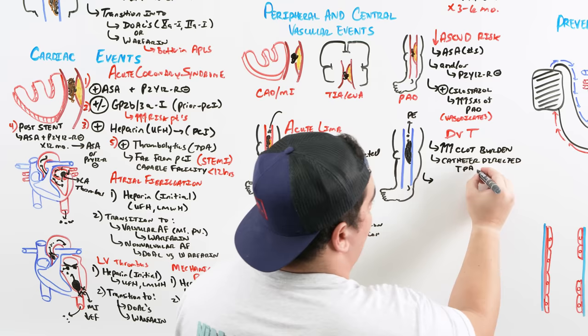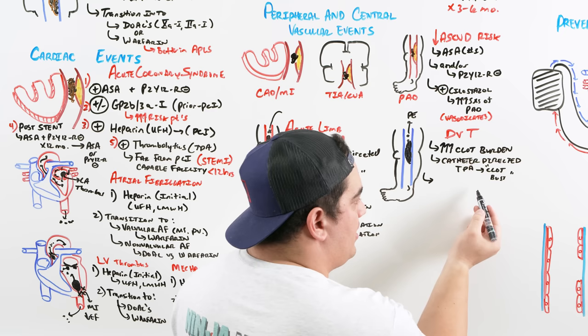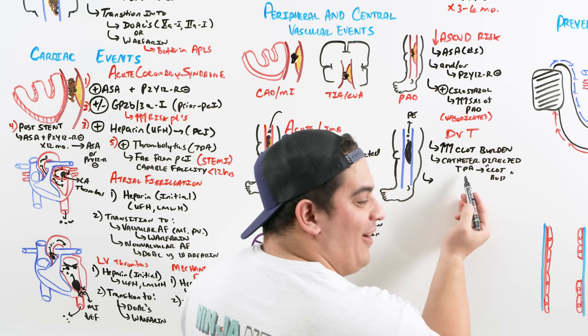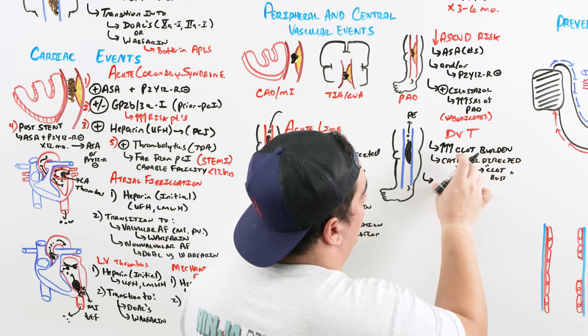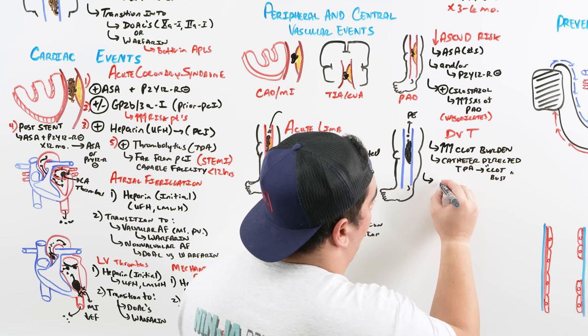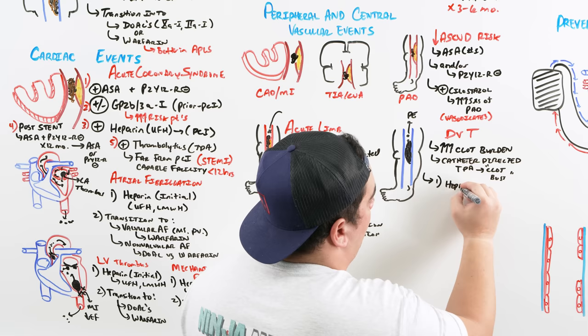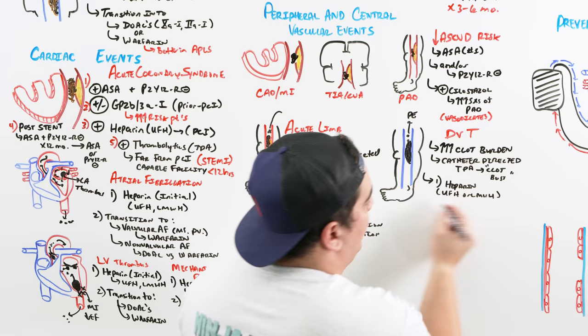But if you don't need to clot bust, and there's not that extensive of a clot burden, they don't have extensive ischemia as a result of the DVT, which is very serious if they have that, then what you can do is, as an alternative, the more common approach. Generally, we would start off with heparin. You can do unfractionated heparin or low molecular weight heparin. Get them therapeutic, and then afterwards, you can transition.